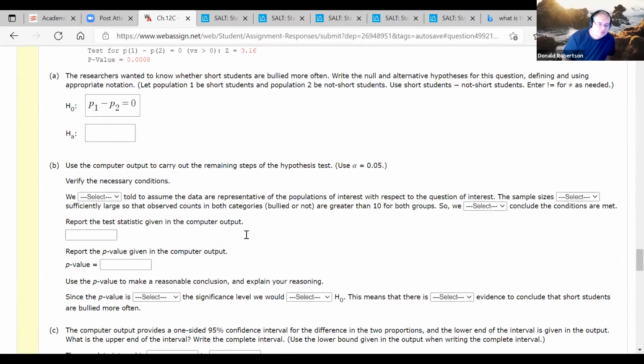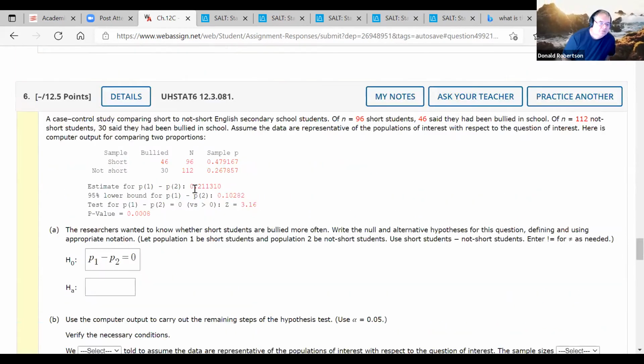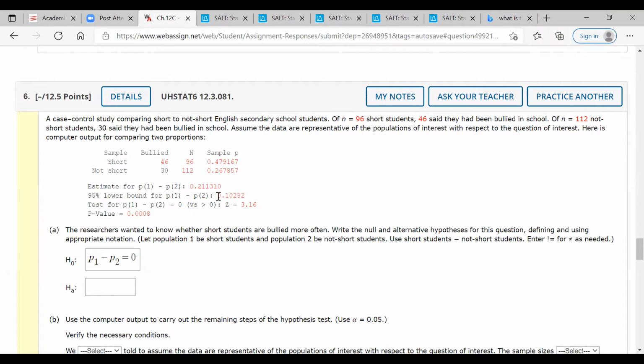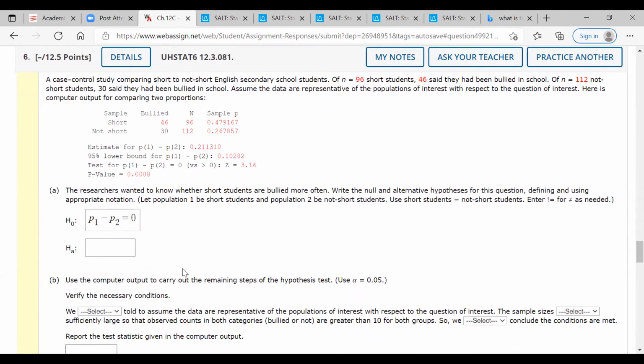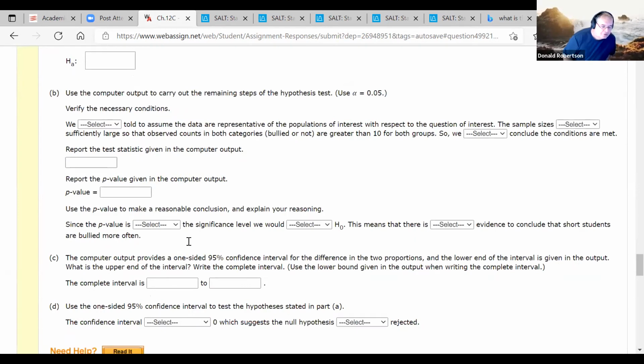If you go up a bit, we'll tell you where it is again. Right, a little bit higher. Yeah, you found it, sorry. So the lower bound is 0.10282. Do you see that? 0.10282. Yeah. Right. Yeah, and then the upper limit's the 0.2113. You would think so, but not in this question.